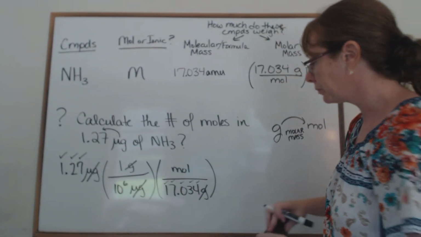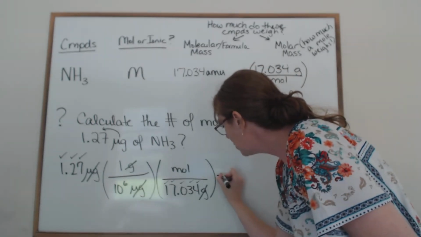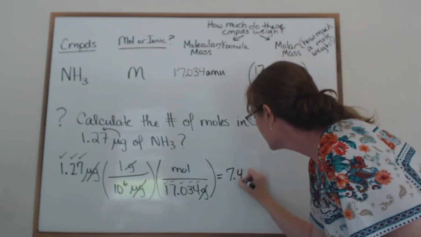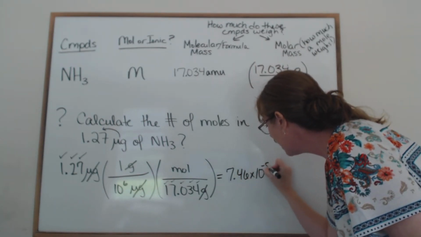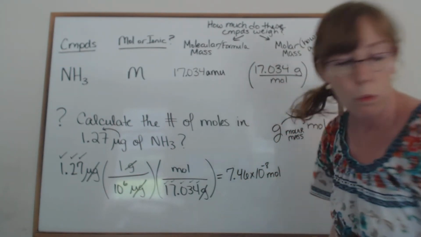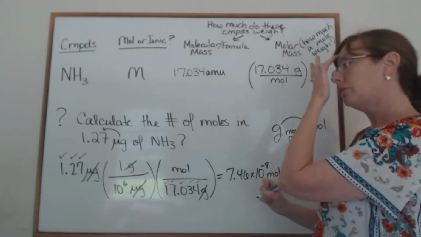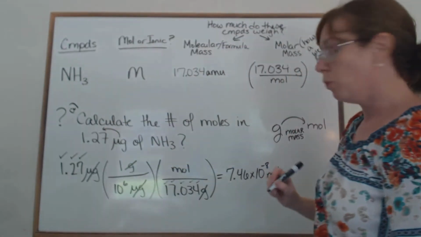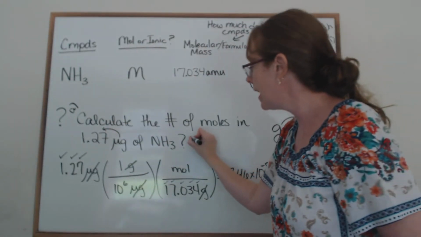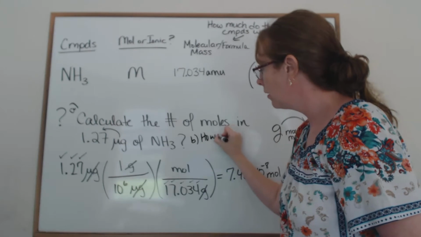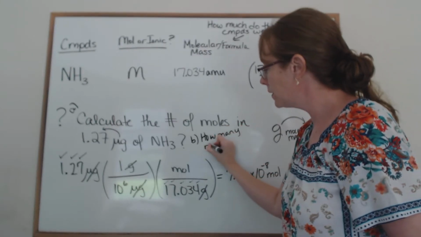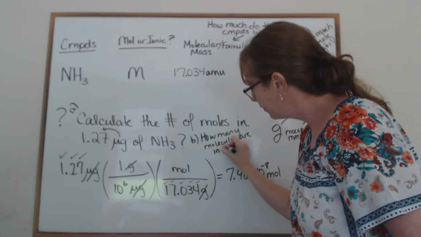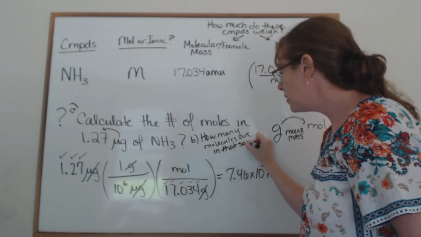Actually, you know what? Let me put that number back for a second. 7.46 times 10 to the negative 8 moles. What would have happened if this was like a part A? And what if part B had said how many molecules are in that sample? So you have to read the questions carefully.